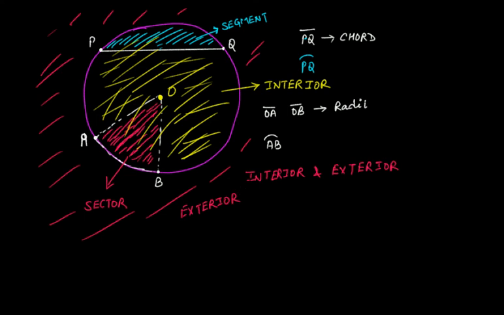So if you are given a point X here, Y here, and Z here, then these points X, Y, Z are exterior to the circle. And if we have a point, let's say F here, G here, then of course F and G are the 2 points that are interior to this circle.